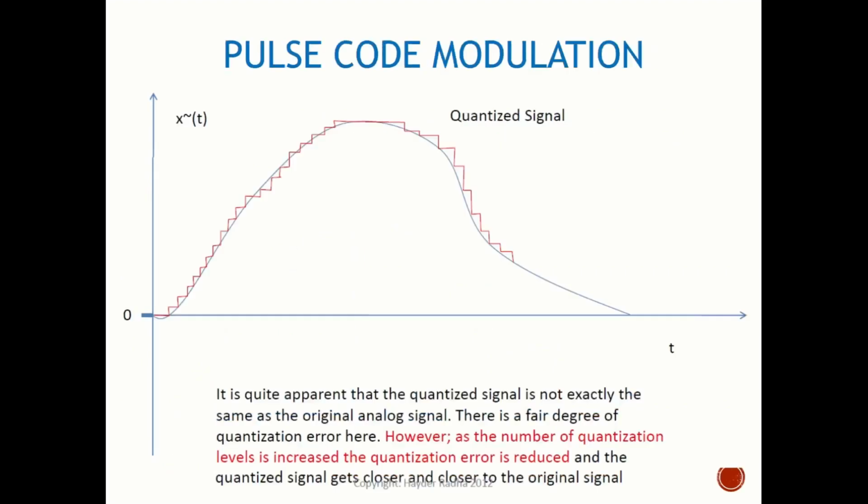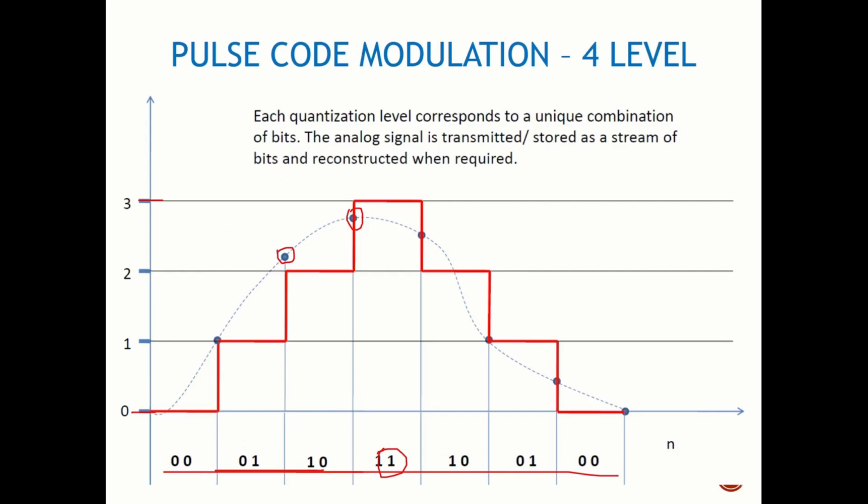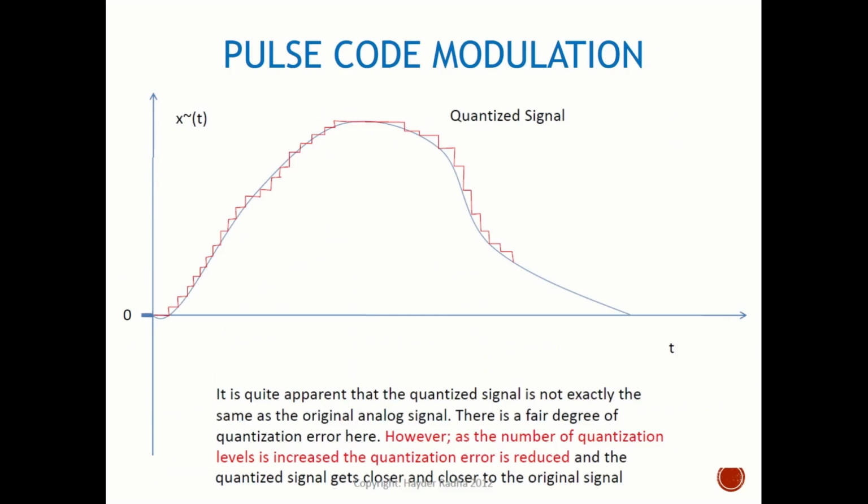If we have fewer levels, then in this case we can see there is a lot of error between the actual signal and its representation. So if we have more levels, as you can see here, then the actual signal and the quantized signal become very close to each other. So the higher the number of levels, the better the approximation is between the quantized and the actual signal.